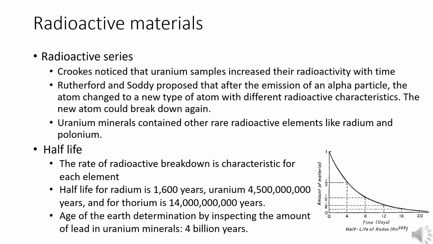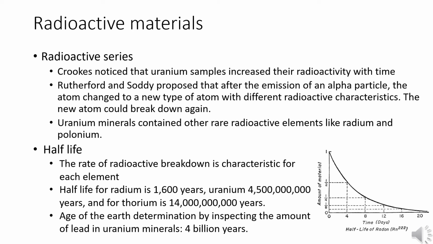And this is also an explanation for the reason why minerals that contain uranium also contain other rare radioactive elements like radium or polonium. So what is possible to conclude is that the radioactive decay, or the breakdown of a radioactive atom, brings another element, which, if you have the emission of an alpha particle, is 2 positions to the left in the periodic table, because you lose 2 protons.